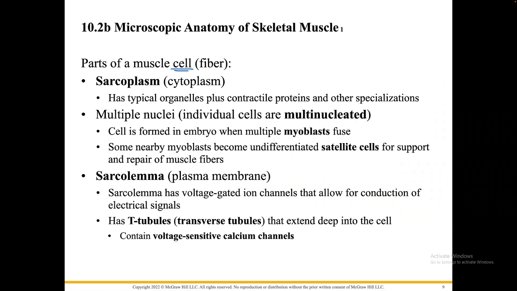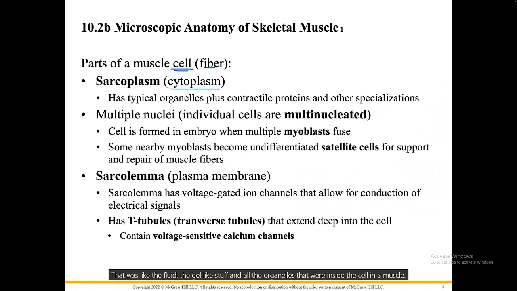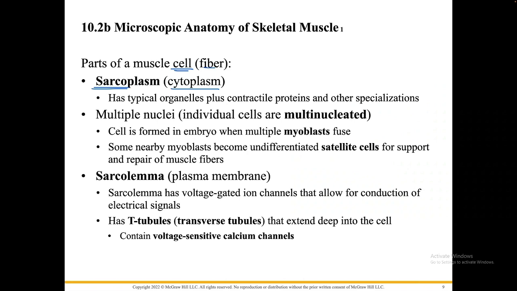Another term for a voluntary muscle cell is a muscle fiber. And these fibers have several things around them. When we talked about cells, we talked about cytoplasm. That was like the fluid, the gel-like stuff, and all the organelles that were inside the cell. In a muscle, we don't call it cytoplasm, we call it sarcoplasm. Sarcoplasm is in skeletal muscles.